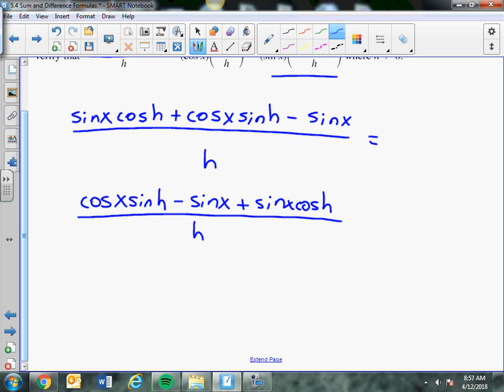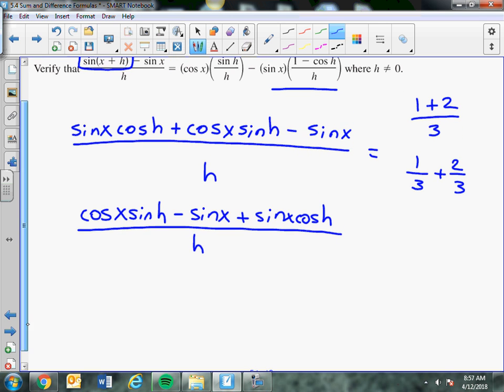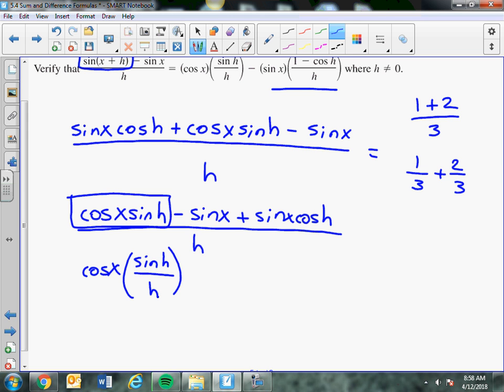Okay, so first off, I'm now going to split the h, which you can do. It's almost like having 1 plus 2 all over 3, and then you split it into 1/3 and 2/3. Really, you're doing the same exact thing. You can split fractions if you want. So let's put the cosine x out front, and then I'm going to split the sine h and write that over just the h value on the bottom.